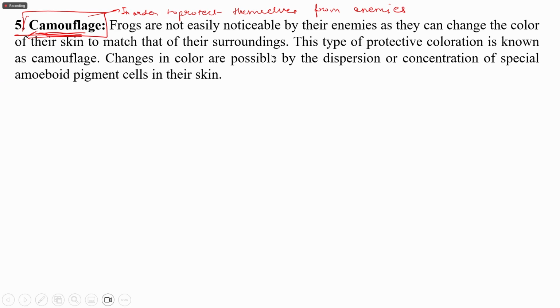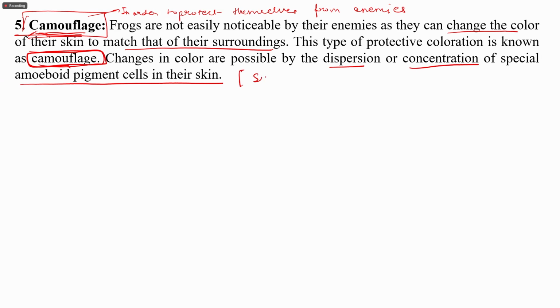Frogs cannot be easily identified by their enemies because they can change the color of their skin to match that of their surroundings. This type of protective coloration is known as camouflage, where the organism can change their skin color to match their surroundings so that they cannot be distinguished from their surroundings by their enemies. And therefore, their enemies cannot recognize them and they can prevent themselves from the attack. Changes in color are possible by the dispersion or concentration of special amoeboid pigment color cells in the skin.